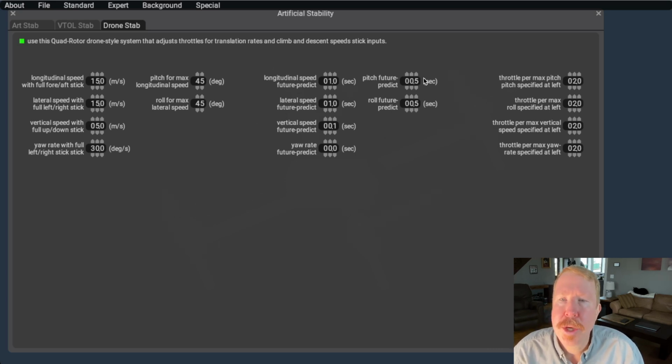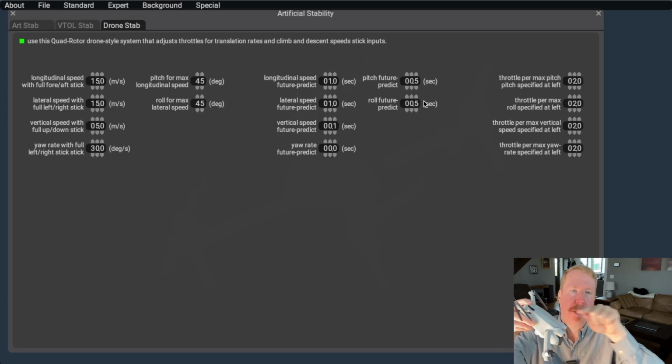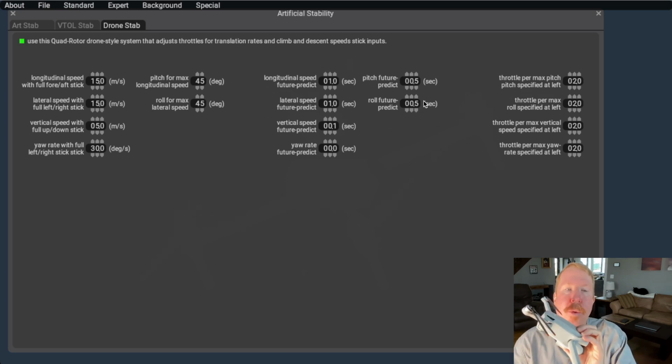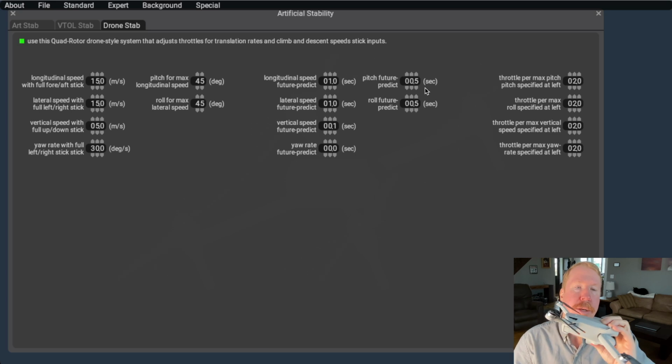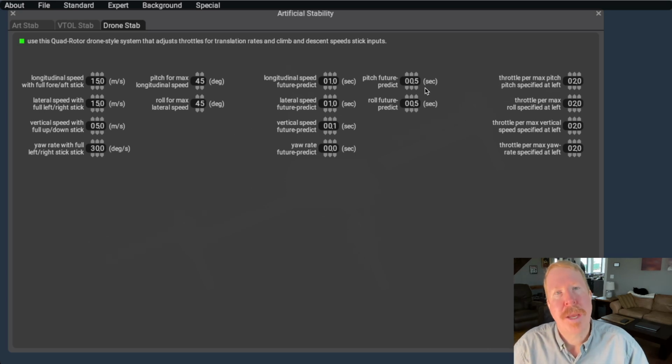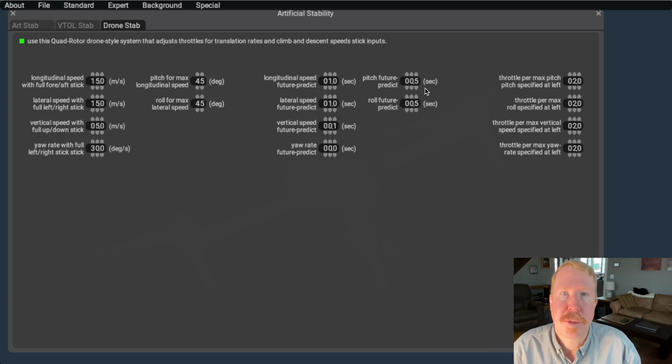We future predict in roll and pitch a half a second. So in other words, once we've got a certain pitch and we are commanding, let's say, less pitch, we're going to look in the future half a second based on our acceleration rates to anticipate what the pitch is going to be in the future. So when we apply throttle, we're always ahead of the game, not behind the game. We're anticipating, not falling behind. And that's what makes a smooth flight control system that anticipates what the airplane needs to do next.